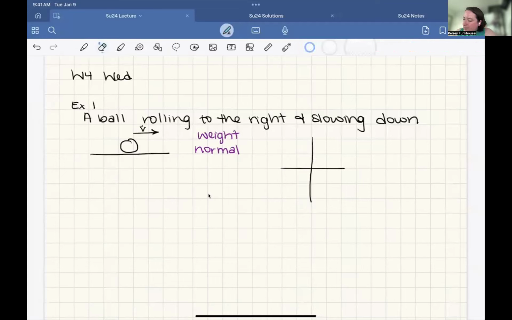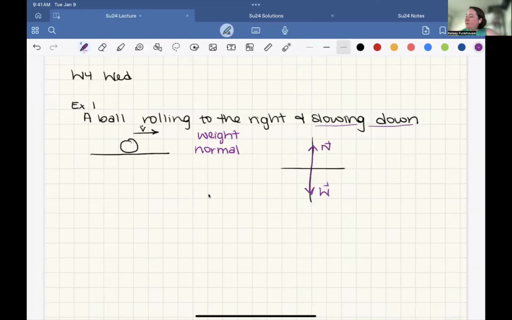So weight force, that points down. Normal force points up, or it points perpendicular to the surface, and the surface is the ground, so it points up. So we have those forces. But we have a situation where the ball is moving to the right and slowing down, which means there's acceleration. And that would be in the plane that motion is happening in. What I mean by that is it's not accelerating up or down because it's not moving up or down, but it is moving right or left. So acceleration must also be right or left.